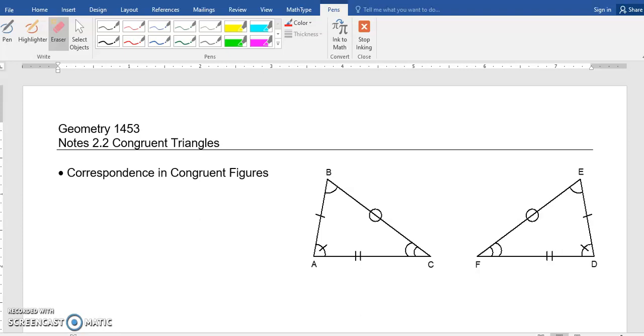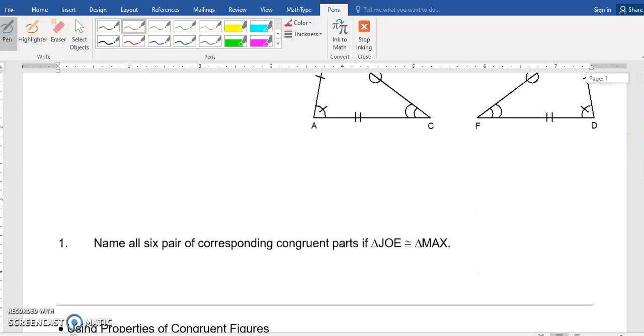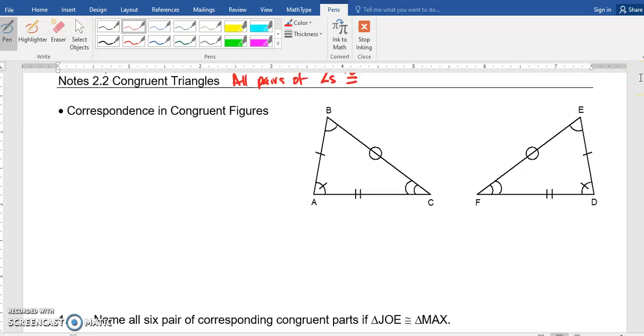Alright, so two figures are said to be congruent if all pairs of corresponding sides are congruent and if all pairs of corresponding angles are congruent. Okay, so if I tell you here that these two triangles are congruent, that means that corresponding sides and corresponding angles are also congruent. So if I say triangle ABC is congruent to triangle DEF.